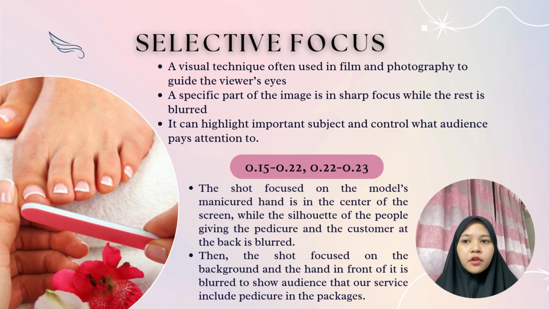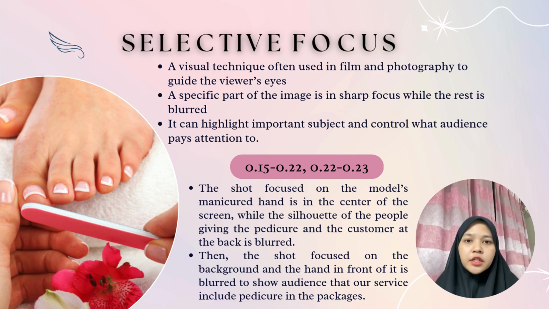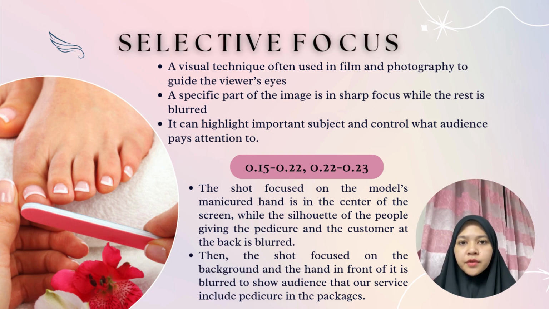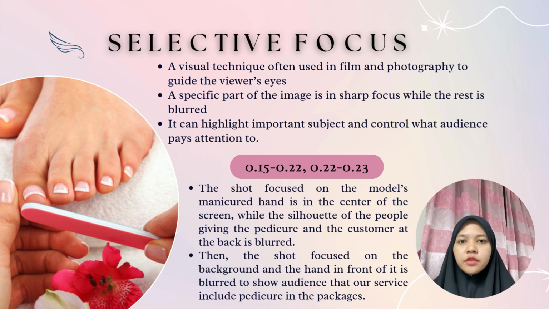A specific part of the image is in sharp focus while the rest is blurred. It can highlight the important subject and control what the audience pays attention to. In the video, selective focus is applied at 15 until 22 seconds and also 22 seconds until 23 seconds.